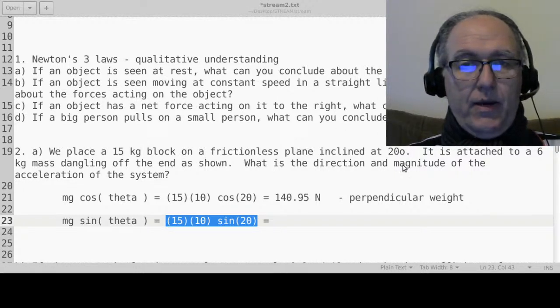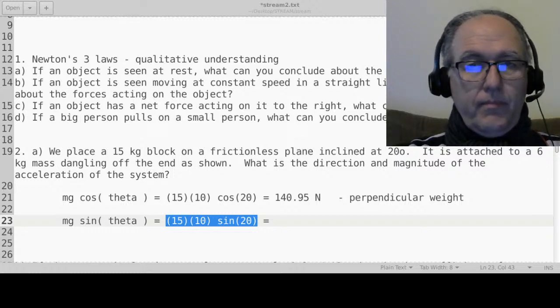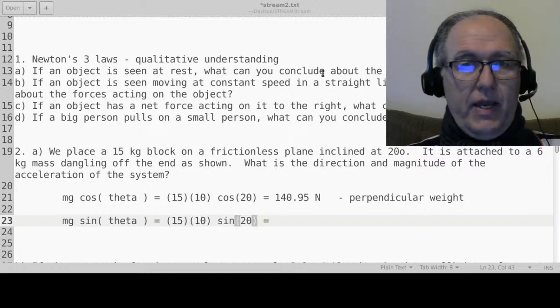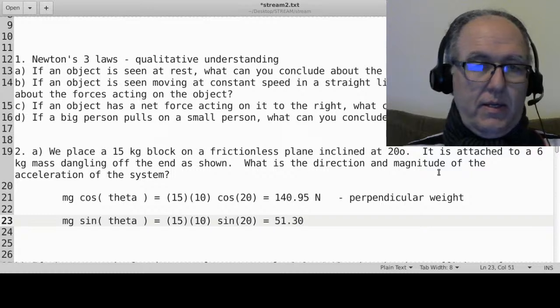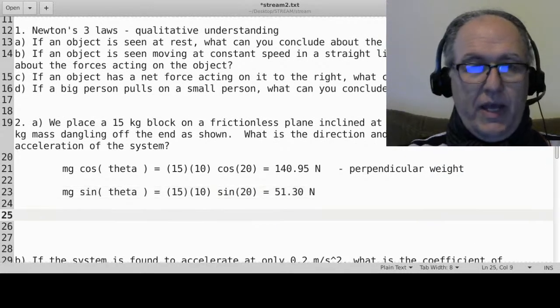Oh, it did not like how I formatted that. It still doesn't like it. All right, see if this works. 20 degrees. Yeah, that worked. Okay, and I'm getting 51.3 newtons like that. Okay. All right, so we got those two.